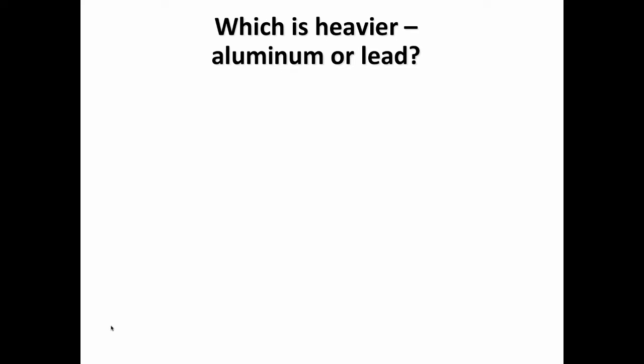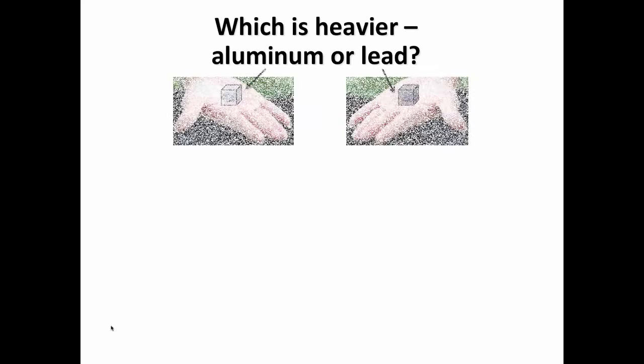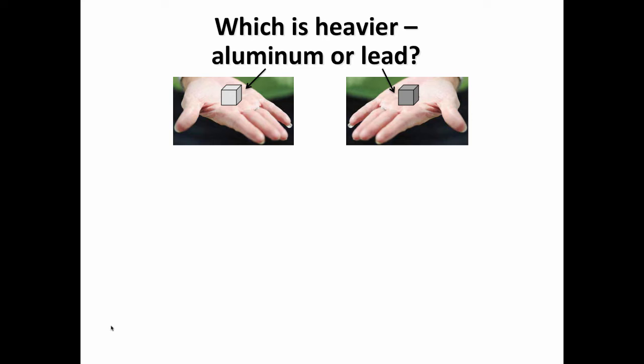First of all, which would you say is heavier, aluminum or lead? Well, if you held out your hand and I put a piece of aluminum in one hand and a piece of lead in the other, I think you'd very quickly decide that the piece of lead was heavier. But what if it was like that? Well, if they're equal-sized pieces of aluminum and lead, then the lead would be heavier.